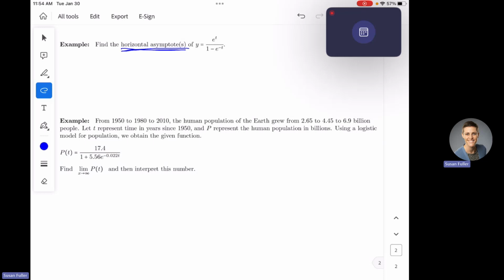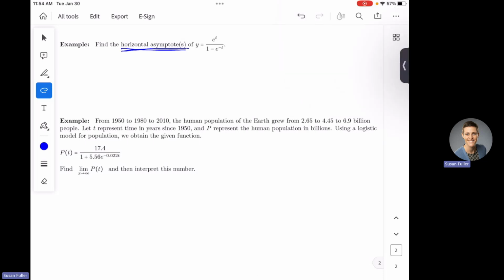As long as one side of your graph goes to a horizontal asymptote, it is a horizontal asymptote for your function. And because each end can go to a different number, it is possible that a function can have two horizontal asymptotes. That is a thing that can happen, and you'll see that in a couple of your homework problems.